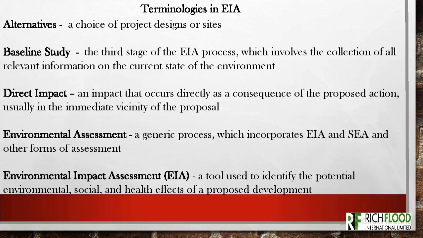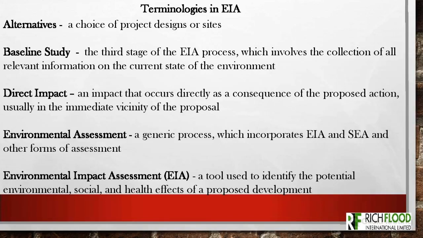The first we have here is alternatives. When we say alternatives in EIA, what do we mean? We are talking of different choices, most especially when we are having our project and process description. It comes up as site alternatives, technology alternatives. What do we mean by that? The choice of project design or site. Where else can we use a site aside from the one we have chosen? That is a site alternative. What technology do we have that can enable us to achieve this outcome aside from the one we have chosen? That is an alternative.